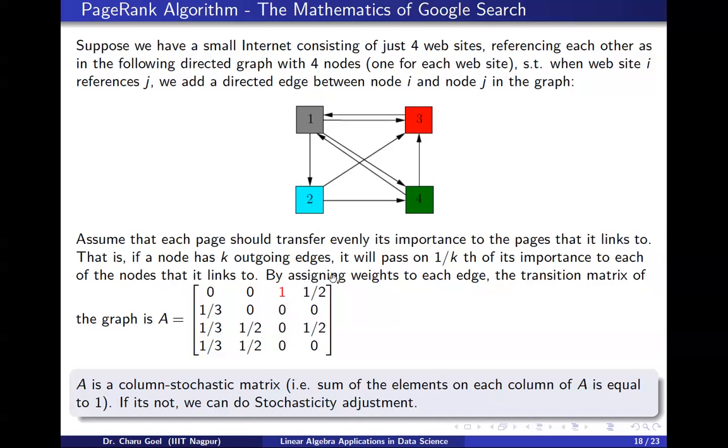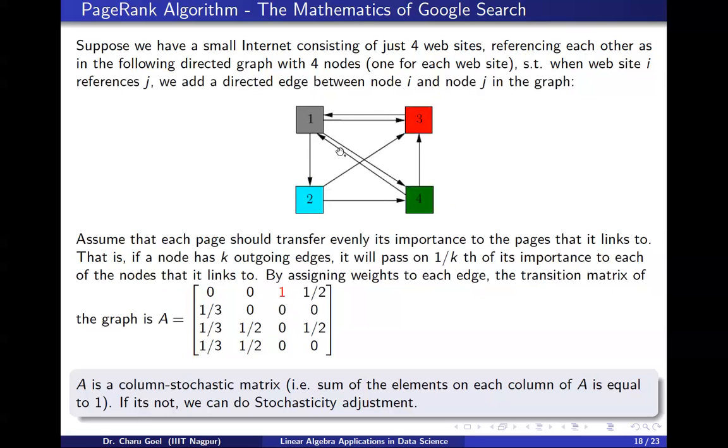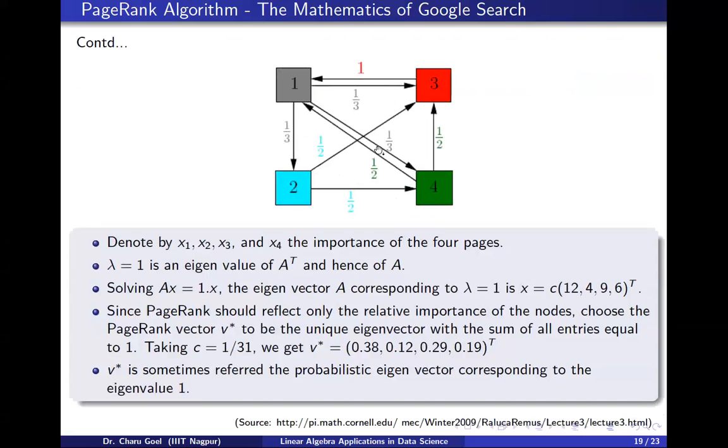Okay. So that was just an example I gave, that if this one were 0, we'd do the stochastic adjustment. Now coming back, we have this matrix. Now let's see how we relate it to eigenvalues. So here in the arrows, I have written these values. Page 1 gives 1 by 3 importance to 2, 4, 3. It's just the same.